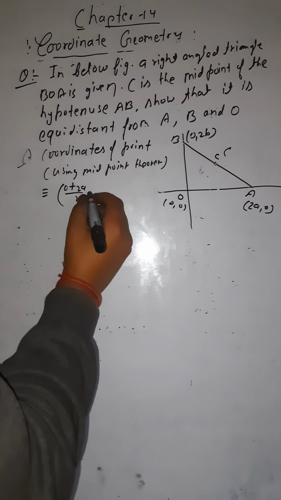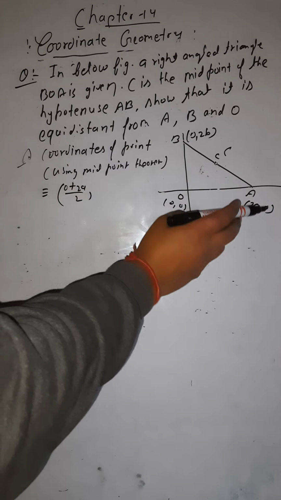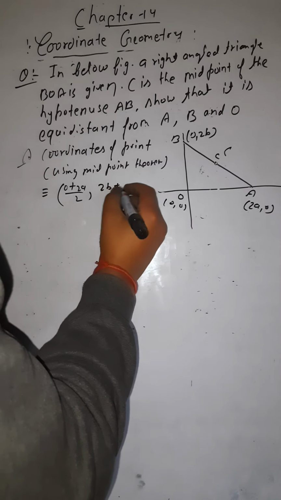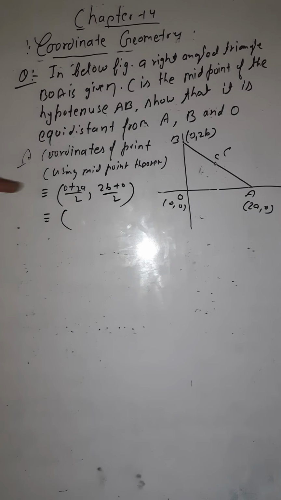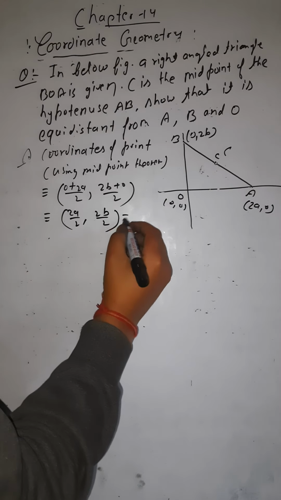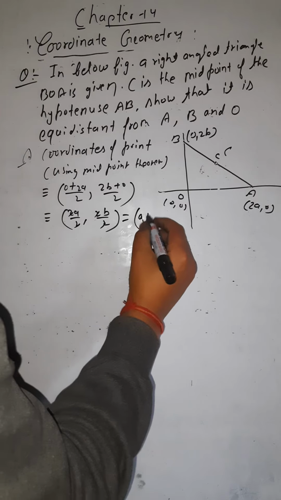0 plus 2a by 2. And the second coordinate, its second divided by 2, meaning 2b plus 0 by 2. Are you getting this? So this should be equal to, now 0 plus 2a is 2a, so 2a by 2, and here 2b by 2. It implies equals to how much? 2 and 2 will cancel. So the answer is a comma b.